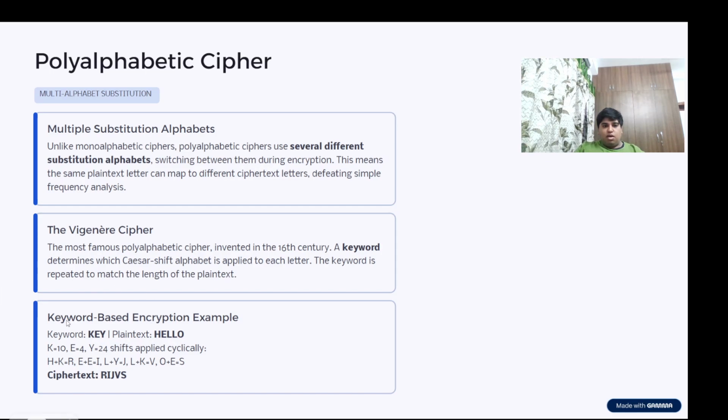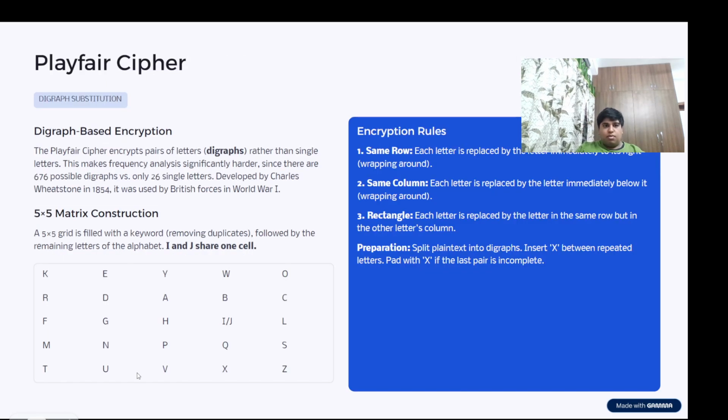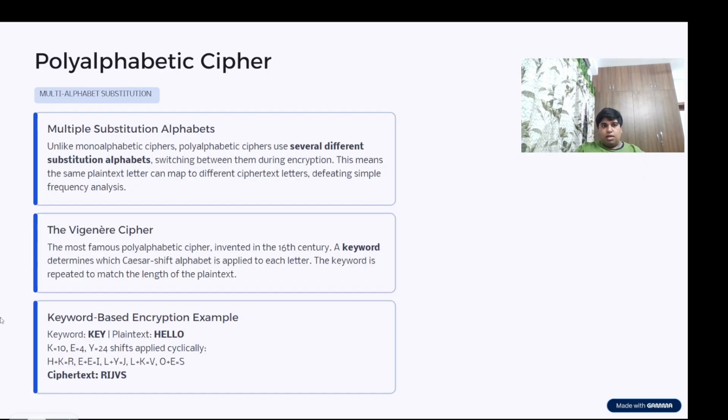An example is given below, where the keyword is given as KEY and the plaintext is given as HELLO. For this, K equals 10, E equals 4, and Y equals 24. The shifts apply cyclically to give us the cipher text RIJVS. So this is how polyalphabetic ciphers are done and processed.